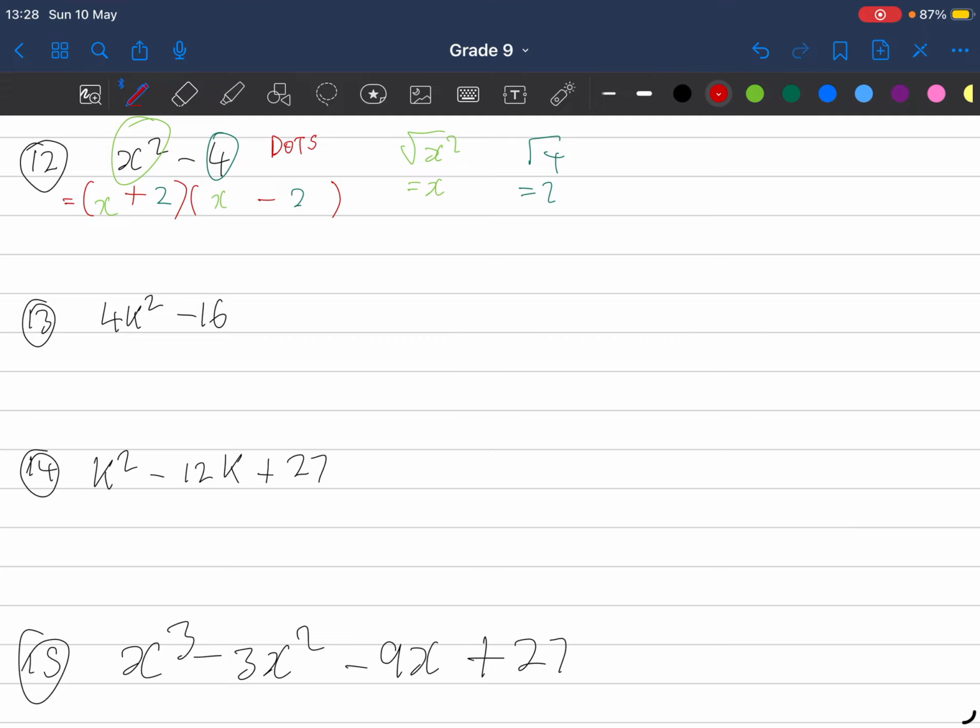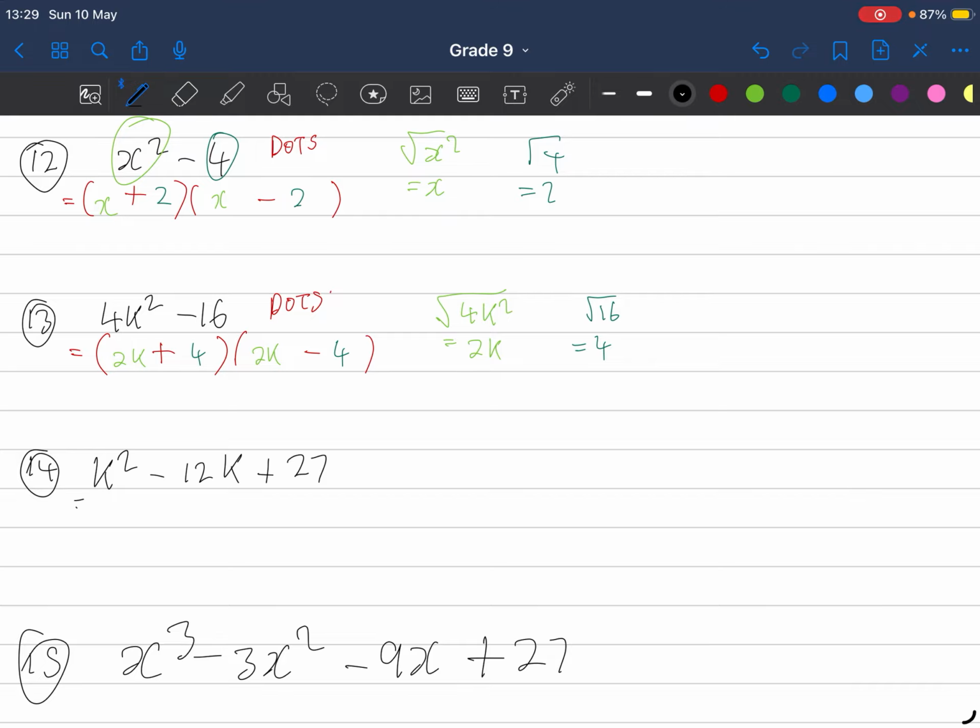Next one. Again, two terms, both perfect squares, minus in the middle, dots, equals brackets, brackets, plus, minus. Right. Square root of our first term, the square root of 4k squared is equal to 2k. So let's put a 2k here and a 2k there. Square root of 16 is equal to 4, so let's put a 4 there and a 4 there.